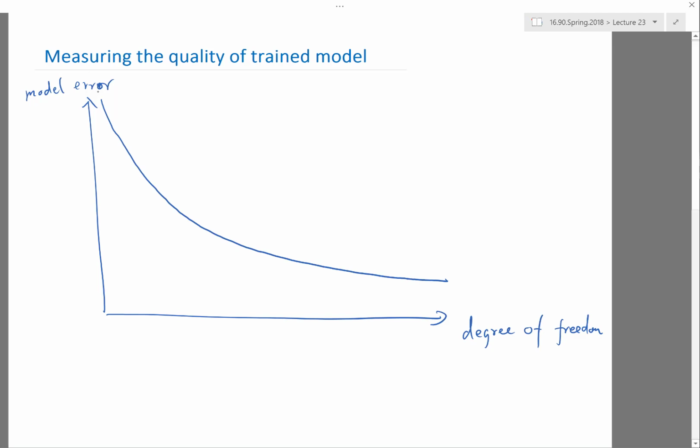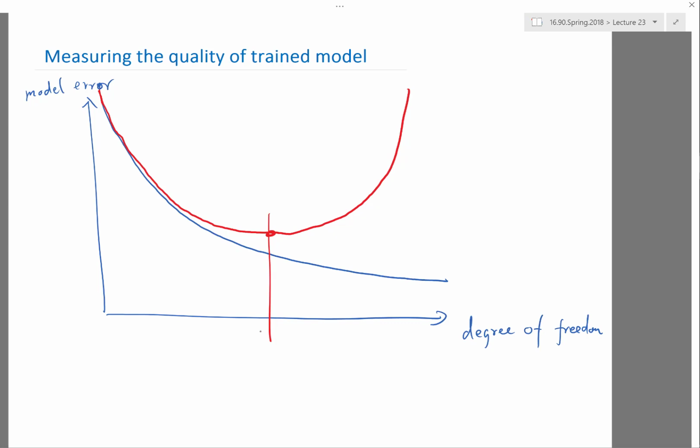When the degree of freedom is significantly less than the amount of data you have, the two usually agree pretty well. At some point, when the degree of freedom is large enough, they start to diverge. And when the degree of freedom is too large, it can go up. So what really matters is the minimum model error in the test data. So that usually determines how complex of a model you want to fit.